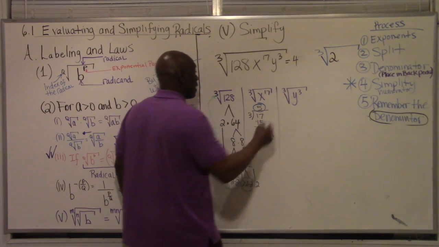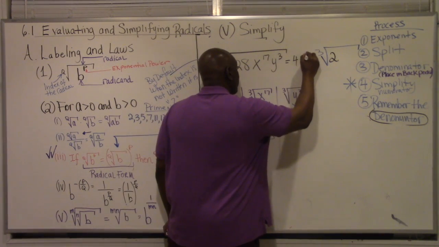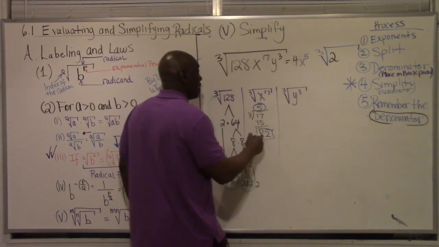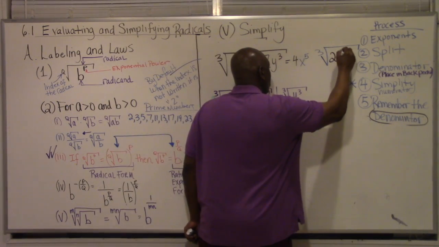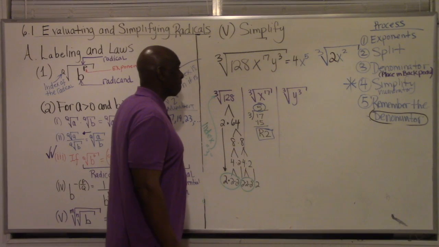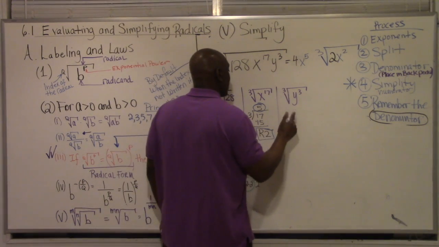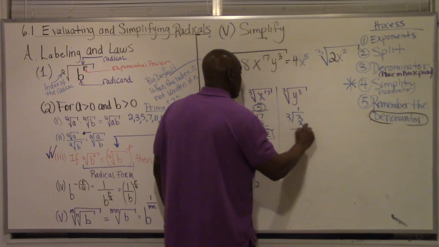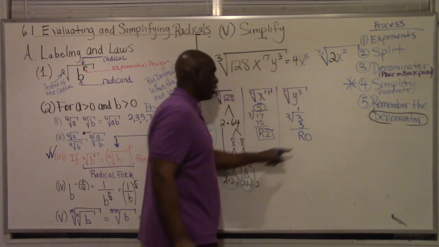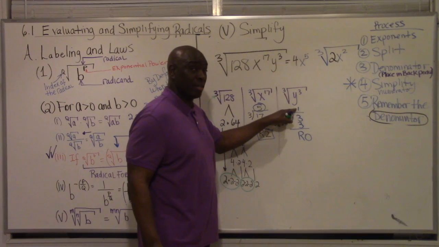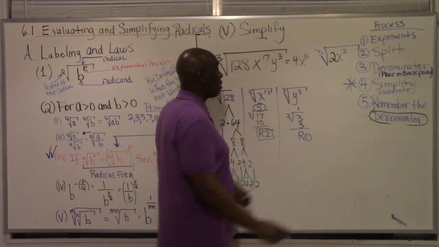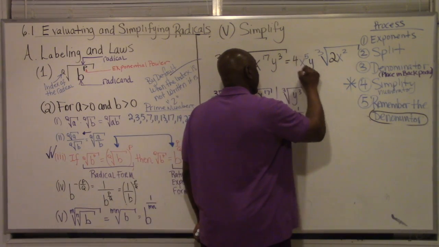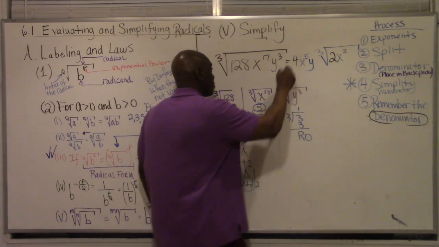5 go outside, x to the 5th. 2 stay inside, x squared. Done. Now let's do our last one. 3 into 3 goes 1 times 3, remainder is 0. How many go outside? 1. How many stay inside? 0. So 1 goes outside and that's it. That's the answer.